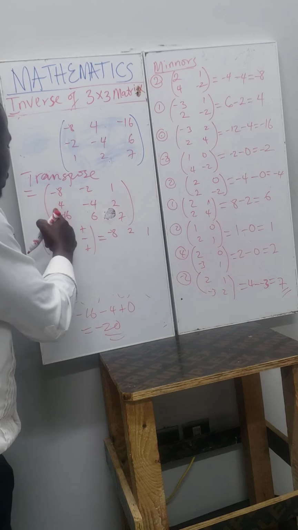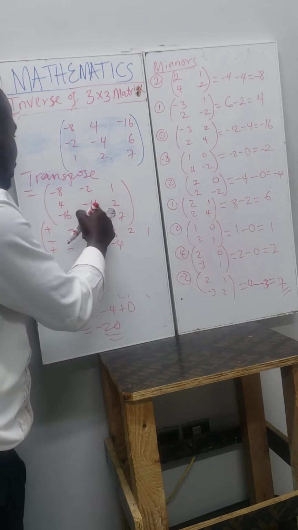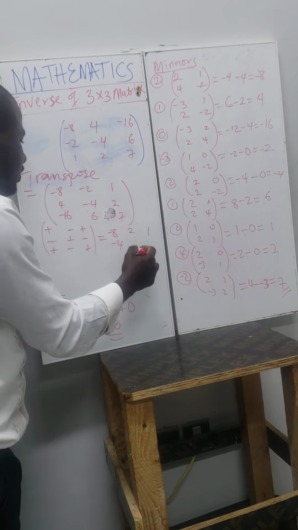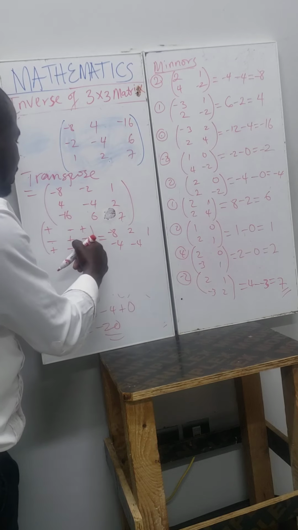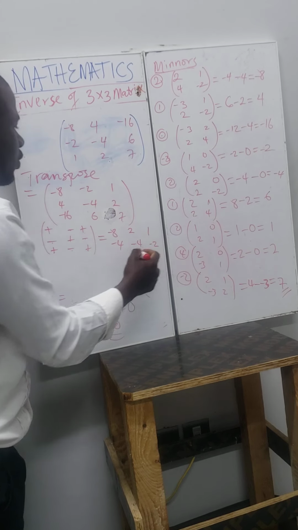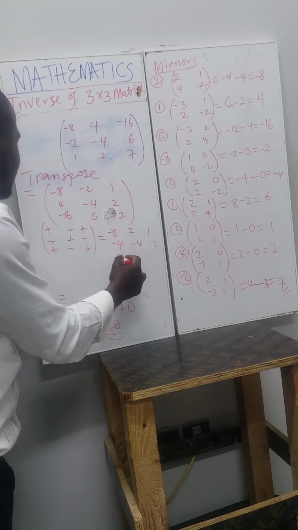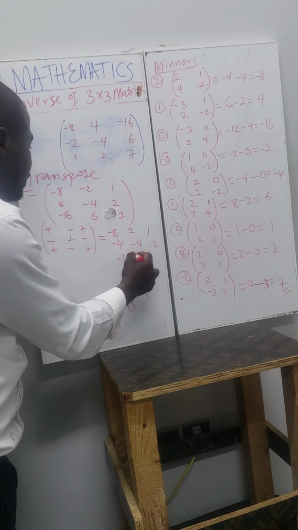This one is affected with minus. It's minus 4. This one is affected with plus. Plus multiplied by minus is still minus 4. This one is affected with minus. That is a minus 2 now. And this one is carrying plus. Plus and minus 16 is still minus 16.